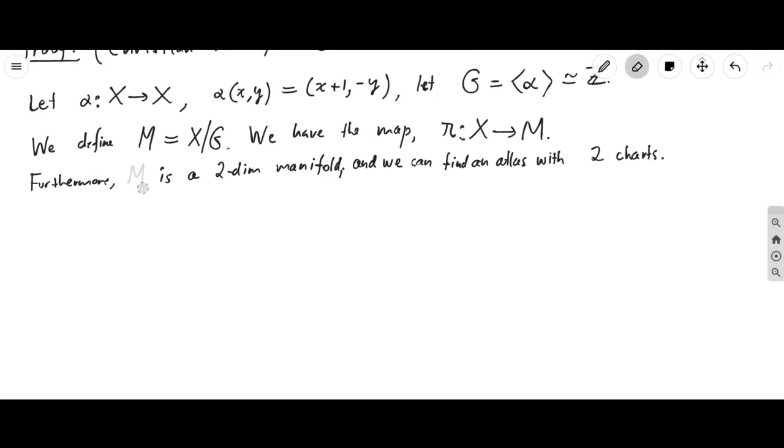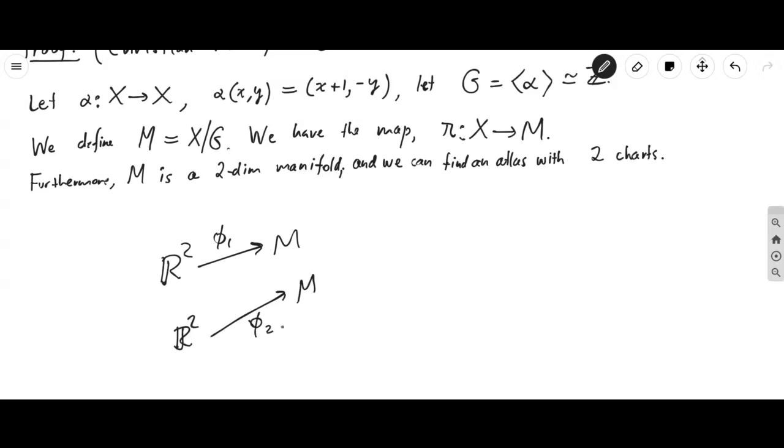You're trying to find an atlas for M. So you're trying to find a way to map R2 into M, right? And you're going to have two charts. One of them you can call phi1, that's your first chart, and the other you'll call phi2. Both of these are going to be homeomorphisms of R2 onto an open subset of M, and the images of the charts will completely cover M. Furthermore, the change of coordinates between those two charts will be a smooth map. So this is the way that you do it.